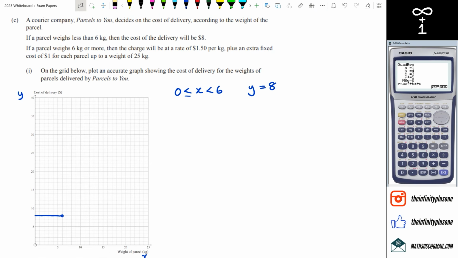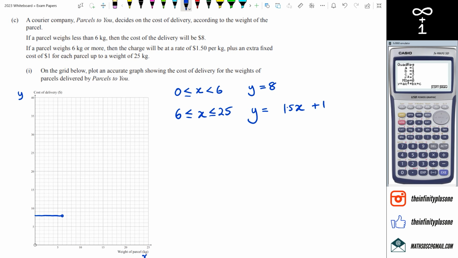The second one says when it weighs more than 6 kgs, then the charge will be $1.50 per kg, when it's between 6 kgs and up to a weight of 25 kgs. So that's going to be between 6 and 25. The cost is going to be $1.50 per kg, so $1.50 x plus an extra fixed $1. So we're going to write this as 1.5x plus 1.